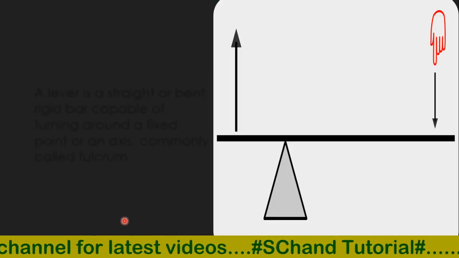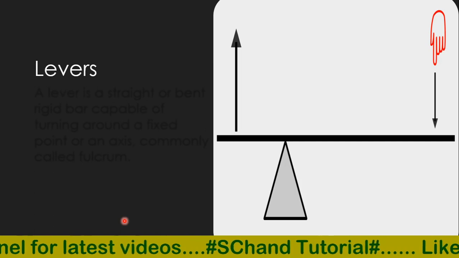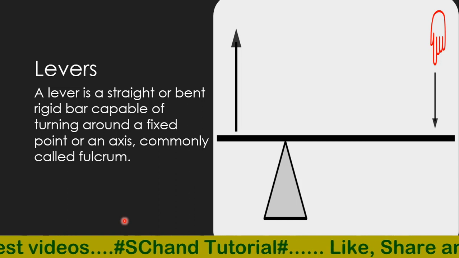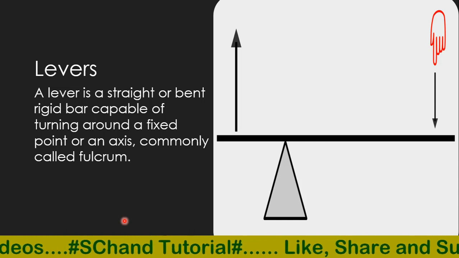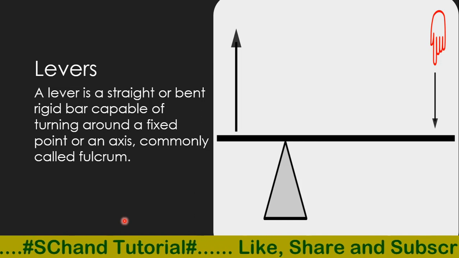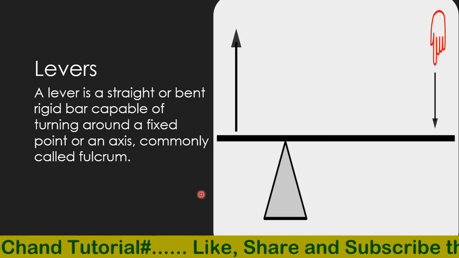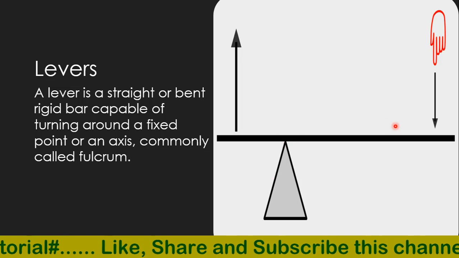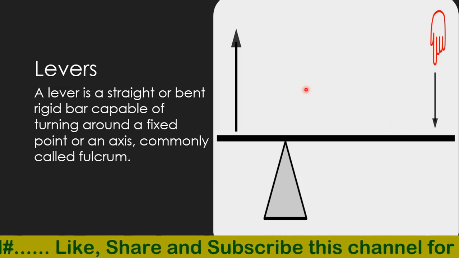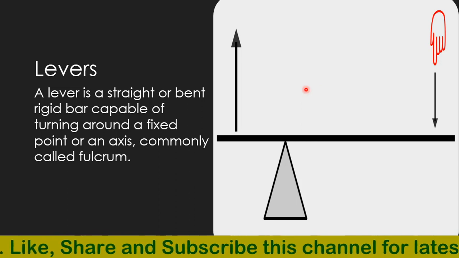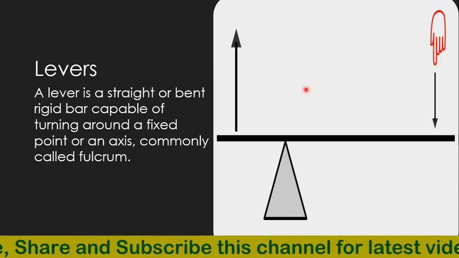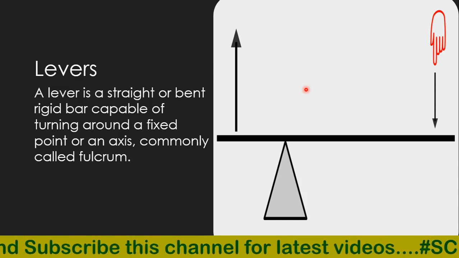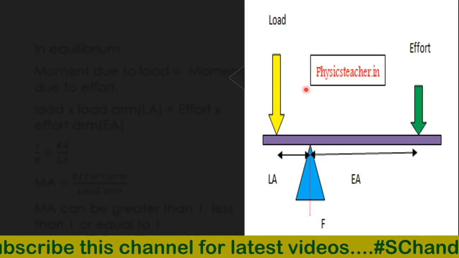Then we have the levers. A lever is a straight or bent rigid bar capable of turning around a fixed point, and that fixed point is commonly called the fulcrum. This is called the fulcrum here, the fixed point. Effort and load. So we have three terms here: effort, load and fulcrum. Depending upon the position of the effort, load and fulcrum, the levers are divided into three categories.